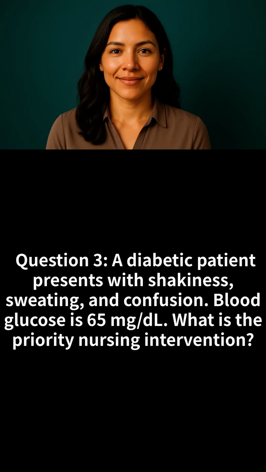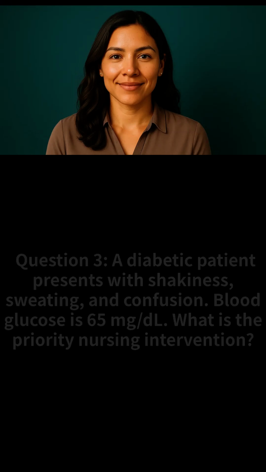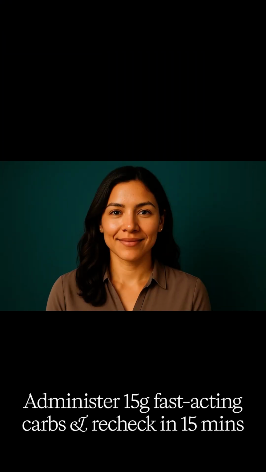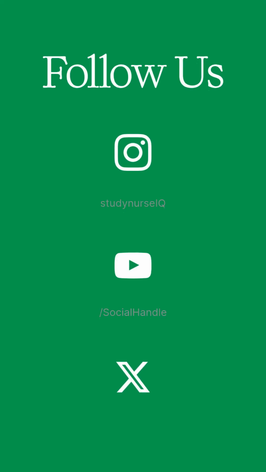Question 3. A diabetic patient presents with shakiness, sweating, and confusion. Blood glucose is 65 milligrams. What is the priority nursing intervention? The priority intervention is to administer 15 grams of fast-acting carbohydrates and recheck blood glucose in 15 minutes. Rationale. These symptoms indicate hypoglycemia, which requires immediate treatment with fast-acting carbohydrates following the 15-15 rule to safely raise blood glucose levels.